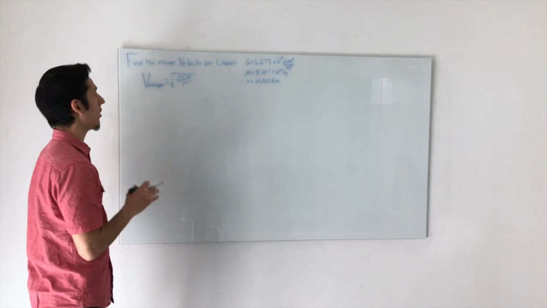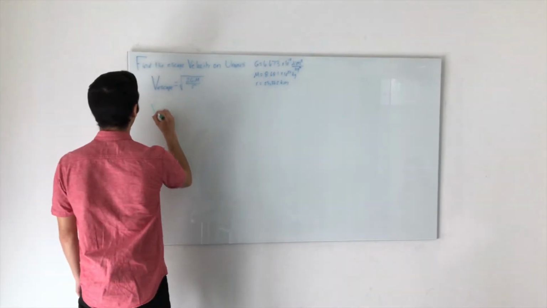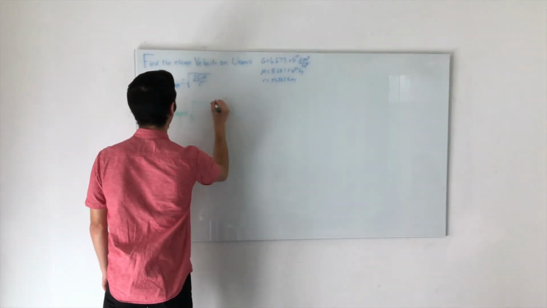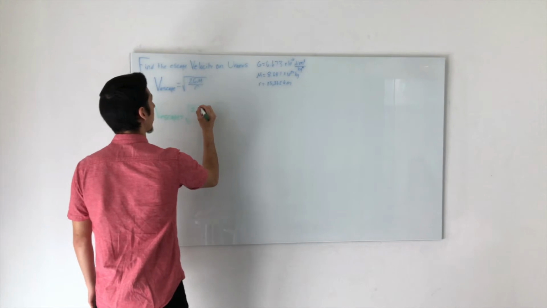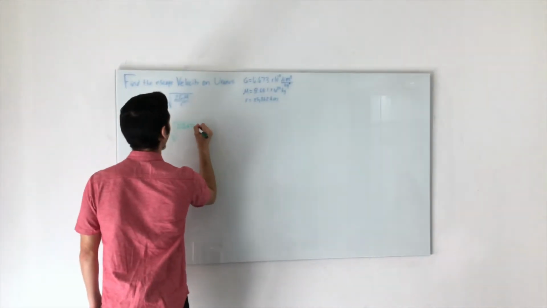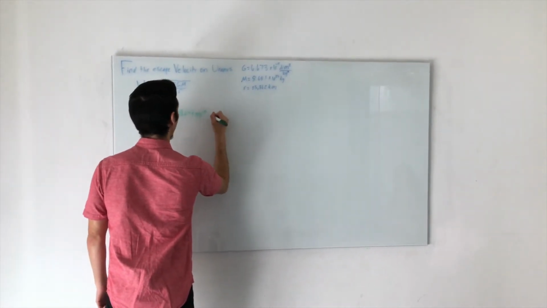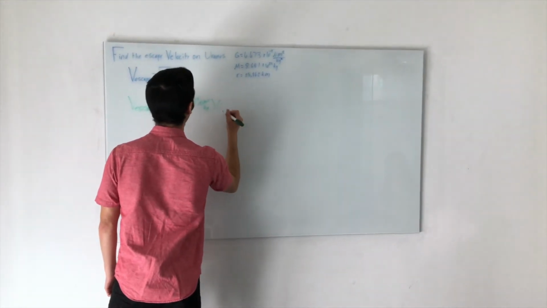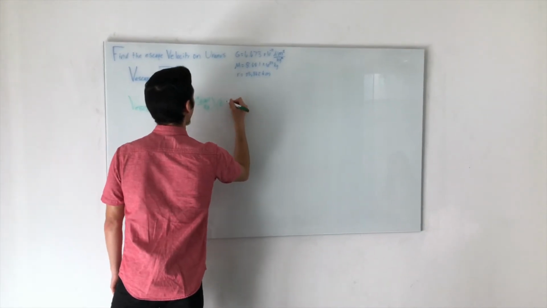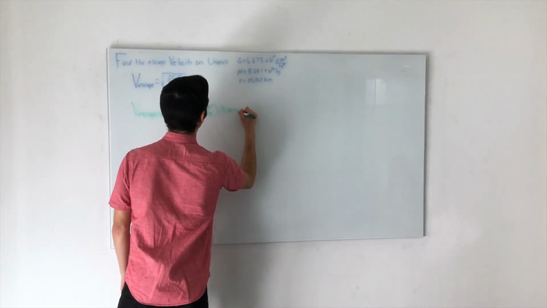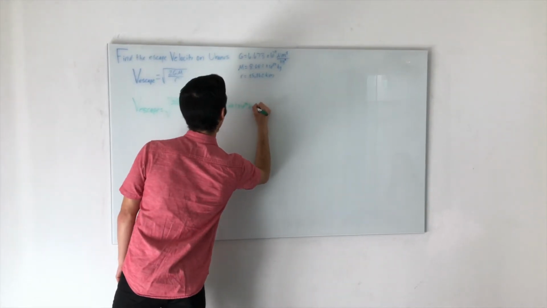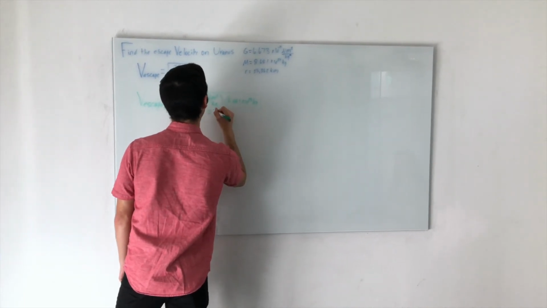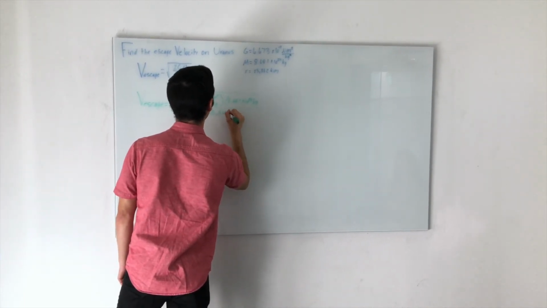Alright, so we're going to try and find the escape velocity on Uranus. So the escape velocity is given by the square root of 2 times the gravitational constant, which is 6.673 times 10 to the negative 11th, times the mass of Uranus, which is 8.681 times 10 to the 25th, and that's all divided by the radius of Uranus, which is 25,362 kilometers.